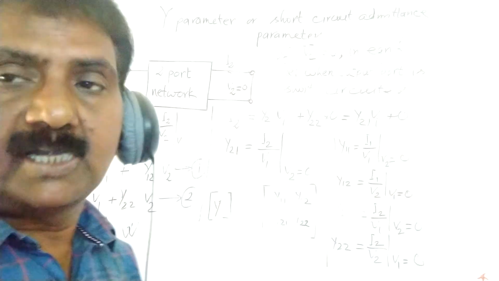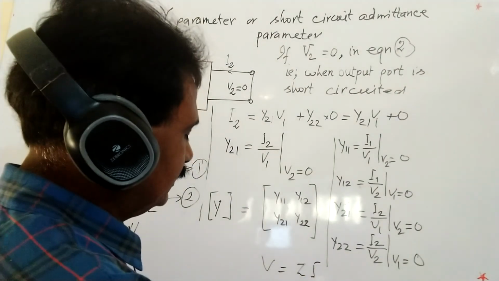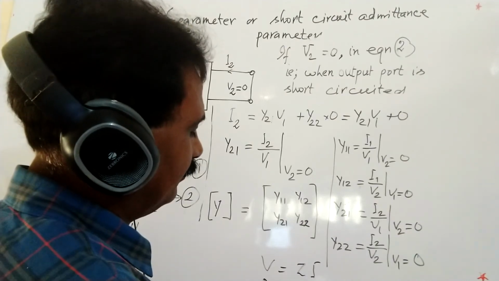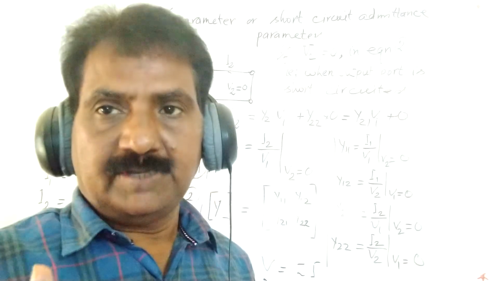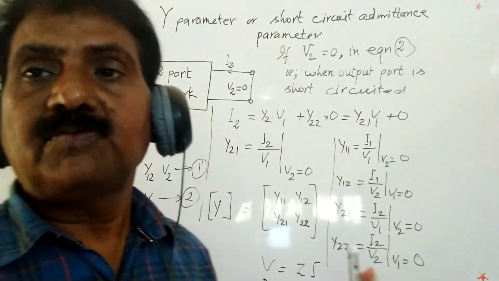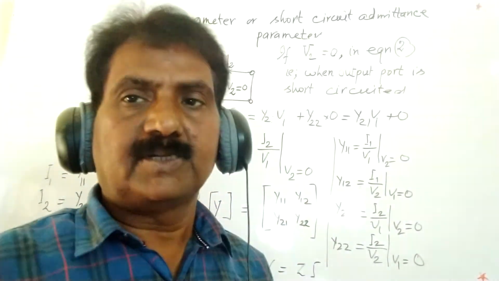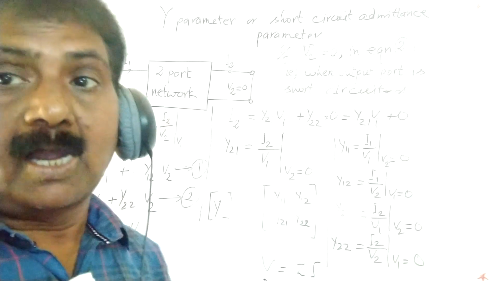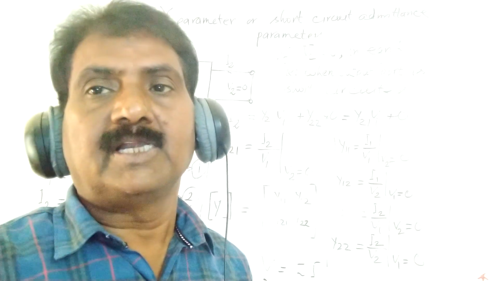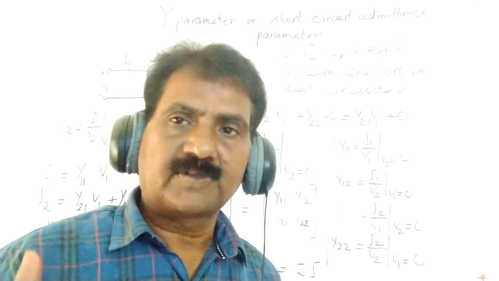First, at first write down the equations. In Z parameter, in which form were we writing the equation? V equal to ZI. In this case we will write I equal to YV, and arrange this in terms of taking independent values. In open circuit parameter we have to take the independent parameters as I1 and I2. Here we have to take the independent ones as V1 and V2. Okay, that's okay.